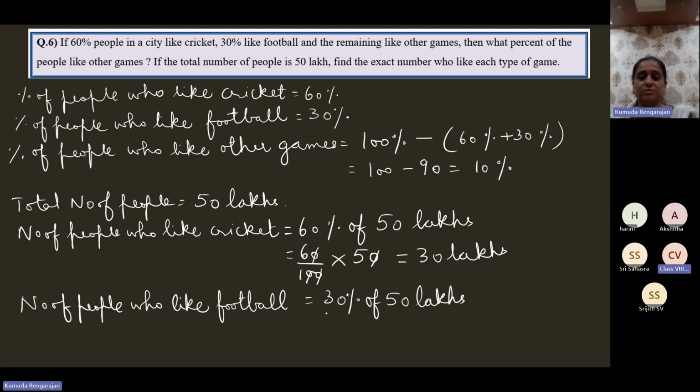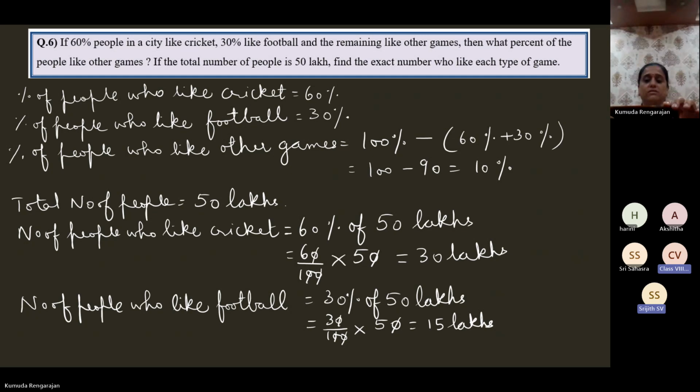Okay, very good. So 30% of 50 lakh, that is 30 by 100 into 50. Yeah, so zeros get cancelled and it is 15, but not just 15, 15 lakhs. Ma'am, next number of people who like other game is equal to 10% of 50 lakhs is equal to 10 by 100 into 50 is equal to 5 lakhs. Very good.